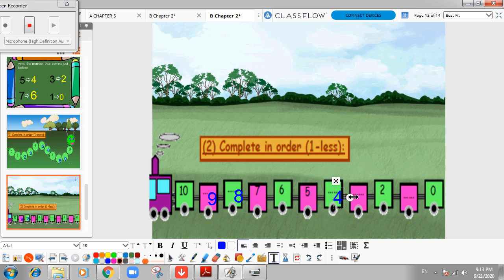And before 4, what can I say? I said 3, 4. So number 3 is the number that comes before number 4, and number 2 is the number that comes before number 3. And what is the number that comes before number 2? We said 1, 2. So number 1 comes before number 2, and the first number on the number line is number 0, which comes before number 1. So this concept is one less. One less means comes before.